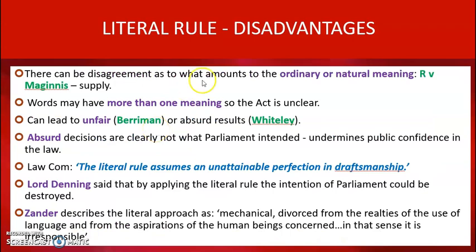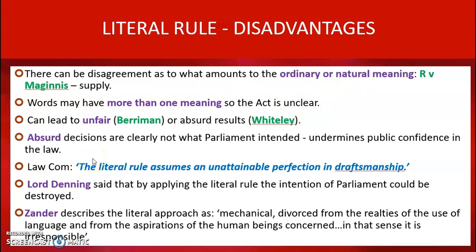Disadvantages of the rule then. There can be disagreement as to what amounts to the ordinary or natural meaning of a word. So you'll know yourself that the meaning of words are not always clear. So the case of McGuinness was a case where the meaning of the word supply, although we would think that has a pretty obvious meaning, there can be disagreement as to its ordinary or natural meaning. We also know that words may have more than one meaning, so the act can be unclear. And you could give some examples of different words that have alternative meanings.